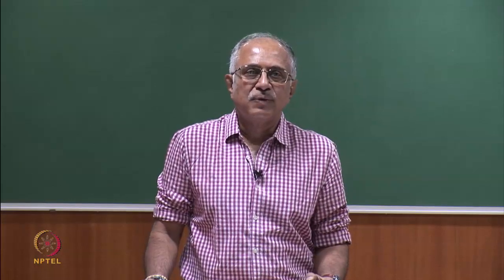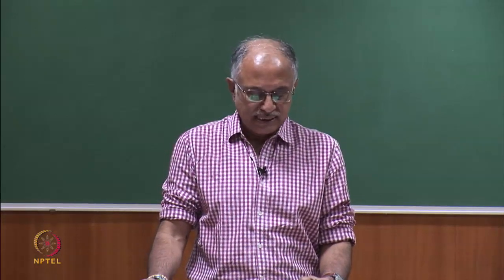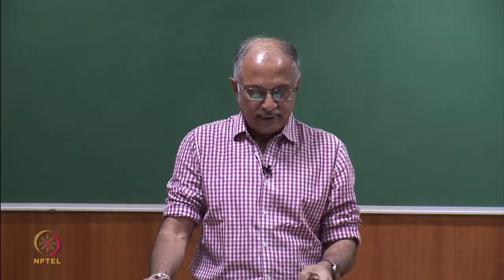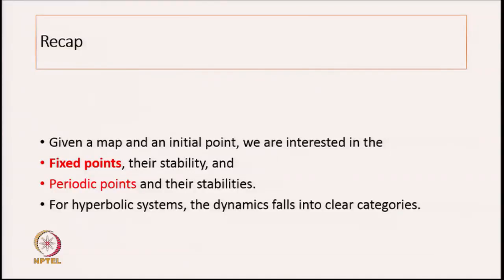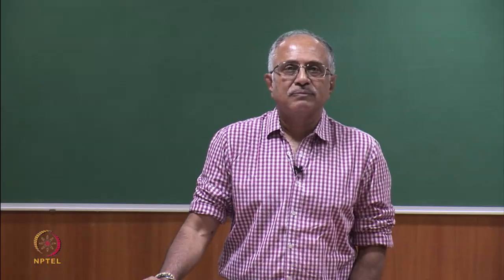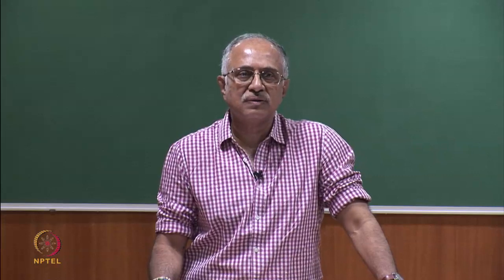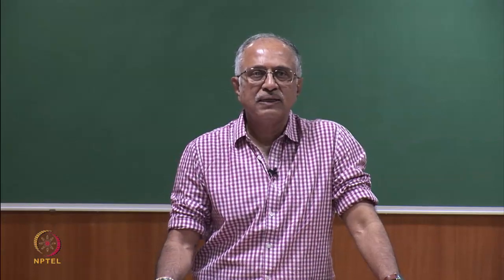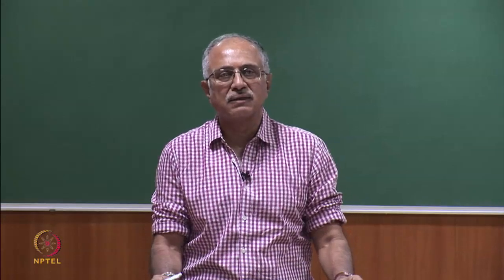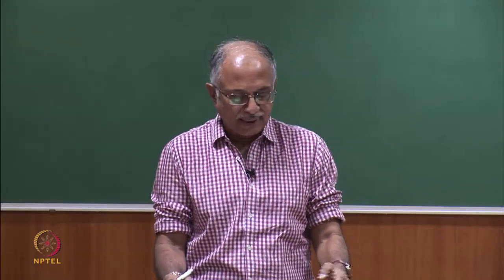Continuing our study this week of maps and flows, we look at some simple dynamical systems. To recap what we did in the last lectures, given a map and an initial point, we are interested in examining fixed points and their stability. We'd like to know what the periodic points are and find out what their stabilities are. And if the system is hyperbolic, namely if the derivative of the map is not equal to 1 in magnitude at a fixed point or at a periodic point, then the dynamics falls into clear categories of either being attractors or repellers.